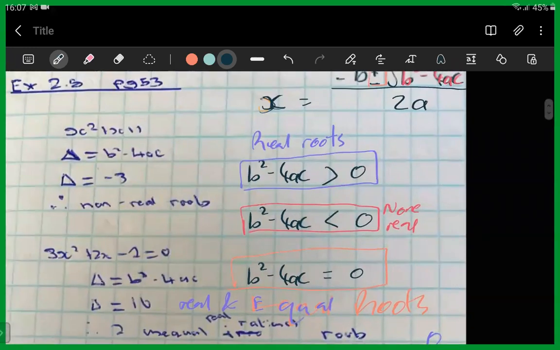If they want real roots that are non-equal, then you just work this one out. You see that?